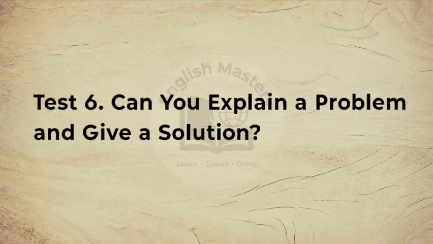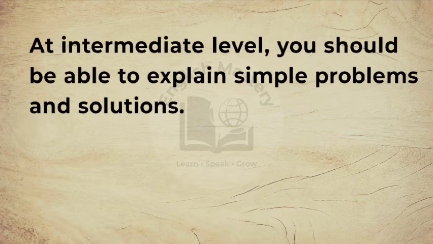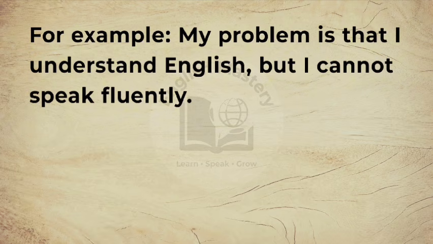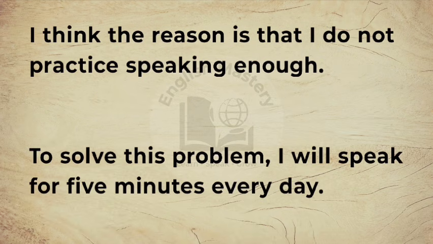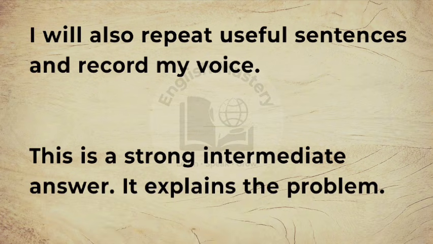Test 6. Can you explain a problem and give a solution? At intermediate level, you should be able to explain simple problems and solutions. For example, my problem is that I understand English, but I cannot speak fluently. I think the reason is that I do not practice speaking enough. To solve this problem, I will speak for 5 minutes every day. I will also repeat useful sentences and record my voice. This is a strong intermediate answer.